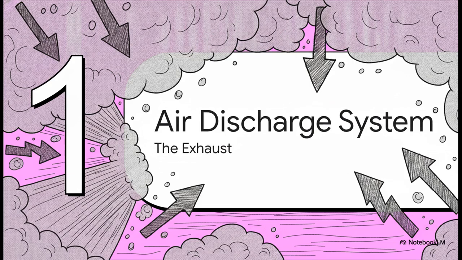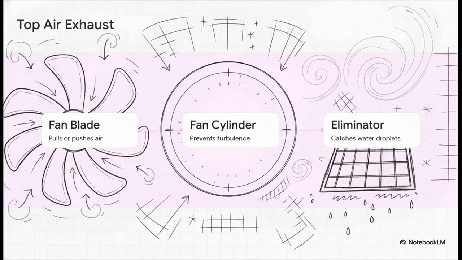So, starting off with section 1, the top air discharge system, or as I like to call it, the exhaust. We're right at the very top of the tower here, and you can really think of this layer as the exhaust pipe for the whole operation. It's exactly where all that internal heat gets violently transformed into hot, wet air and pushed right out into the atmosphere.